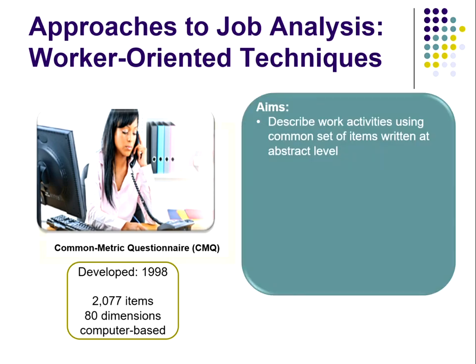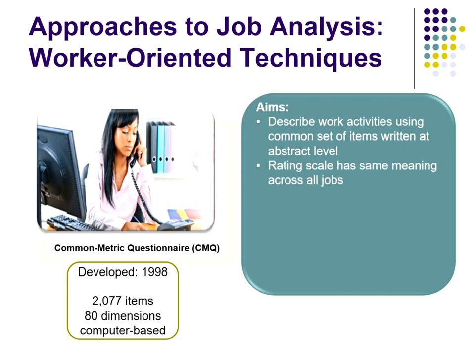The goal of so many items with so many dimensions is to describe work activities using a common set of items written at an abstract level. And remember on the last slide, the complaint was too abstract, right? But we want it to be abstract enough that it could describe lots of different positions. We don't want to get super specific and accidentally be describing a specific job in the questions.